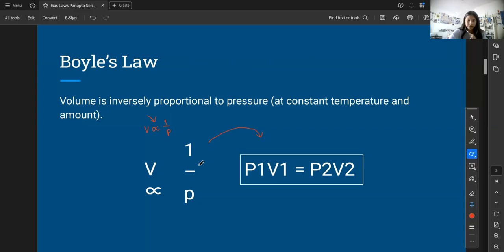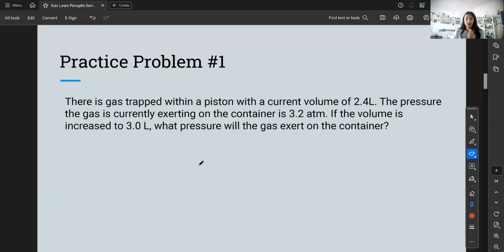Sorry, the slides are... Okay. And let's try this first practice problem. So there is gas trapped in a piston with a current volume of 2.4 liters. The pressure the gas is currently exerting on the container is 3.2 atm. If the volume is increased to 3.0 liters, what pressure will the gas exert on the container?